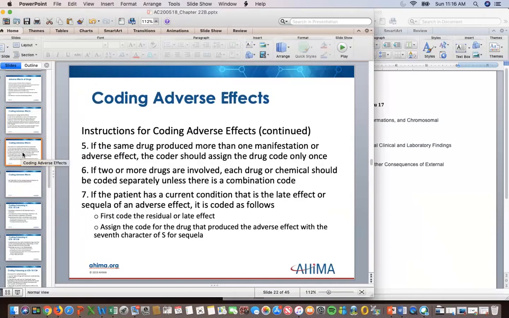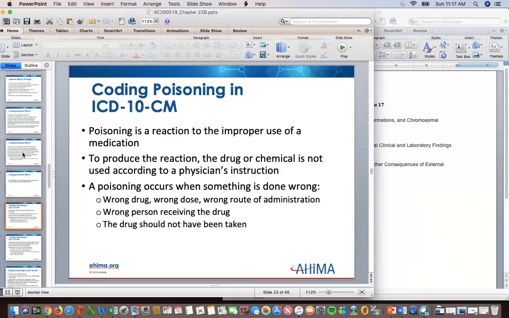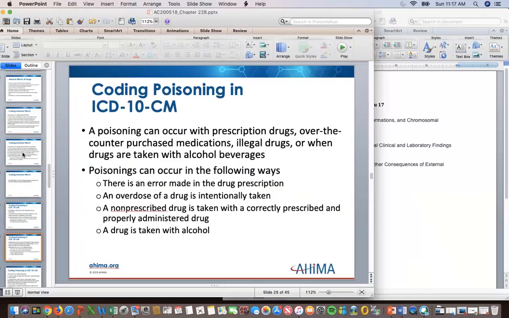If the same drug produces more than one manifestation, the coder should assign the drug code only once. If 2 drugs are involved, do the combination code, etc. So again, PowerPoints are great to review, but your definitions and notes within the tabular are what you need to follow verbatim so that you arrive at the correct code. So, a quick overview of the poisoning chapter.